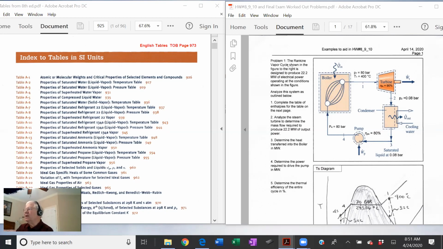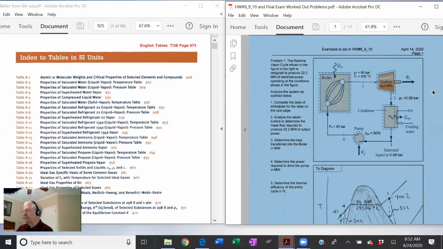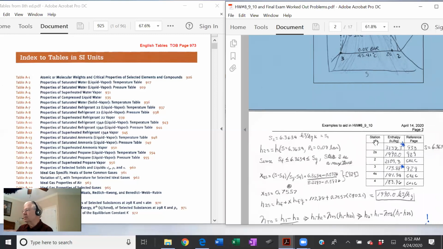So let's read the problem. It says the Rankine vapor cycle shown in the figure to the right is designed to produce 22.2 megawatts of electrical power operating at the conditions shown in the figure. So that means this output right here is 22.2 megawatts. Analyze the system as outlined below. Complete the table of enthalpies for the table shown on the next page. Let's see. Here are the enthalpies.